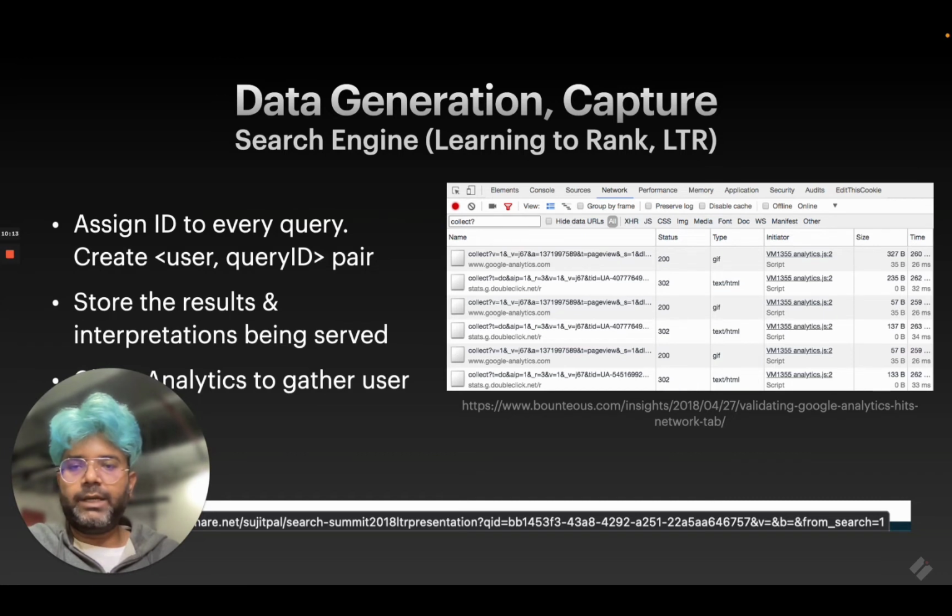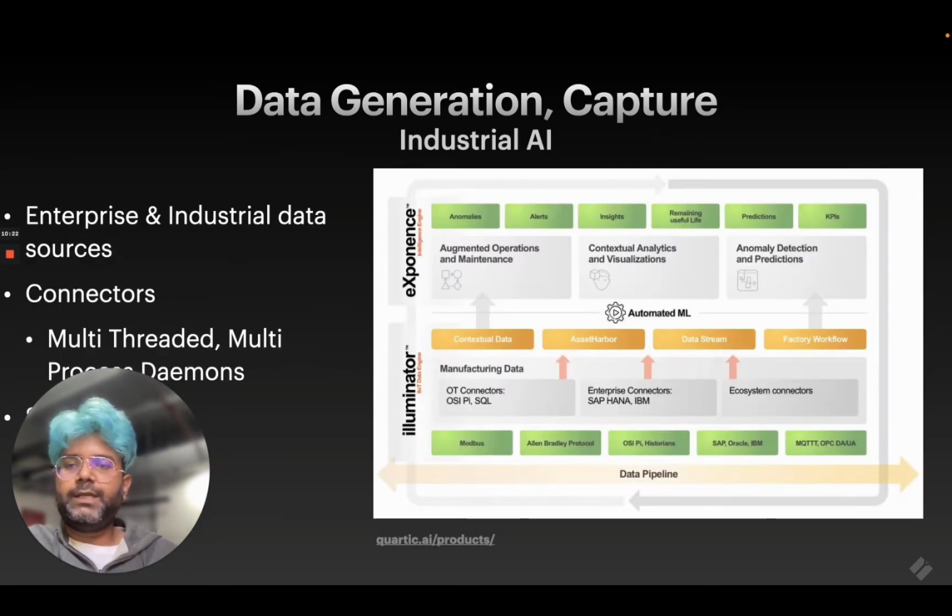And this can go to any level of detail and any level of sophistication that you want it to be. The next use case that we will look at is an enterprise industrial AI use case. In an industrial AI use case, we typically have to cater to the data that is coming in from various industrial systems.